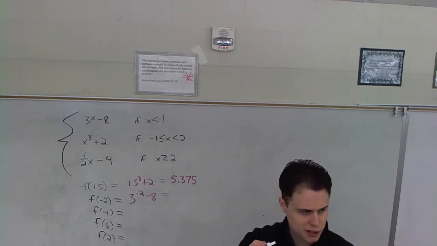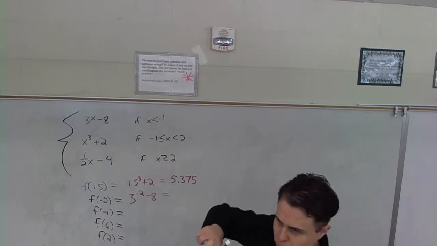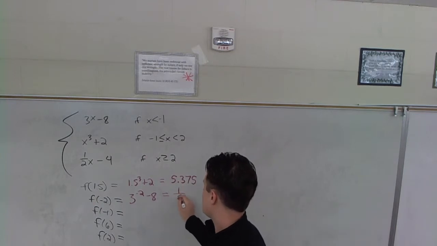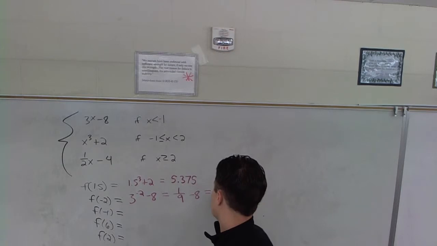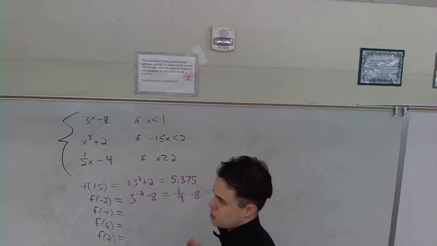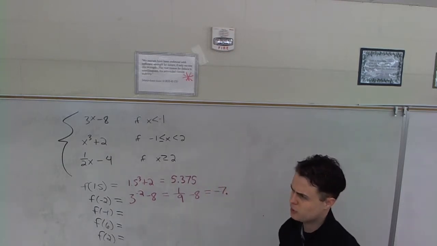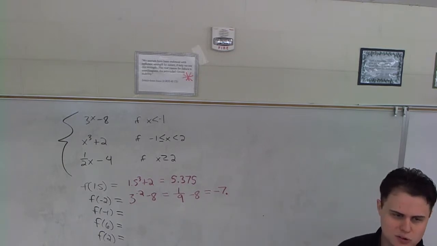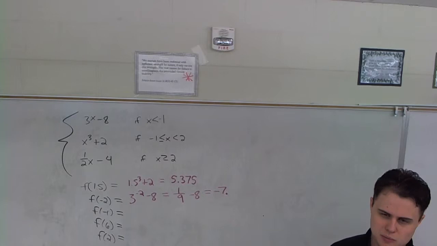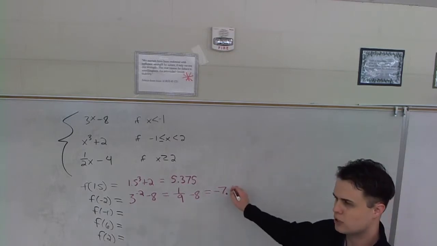Negative exponent means what? Flip, right? So this is 1/9, or 1/3 squared, minus 8. So that's going to be like -7 point something, right? What is it? You guys tell me. What's 1/9 minus 8? It's like -7 and 8/9, but I don't like mixed numbers. -7.8.